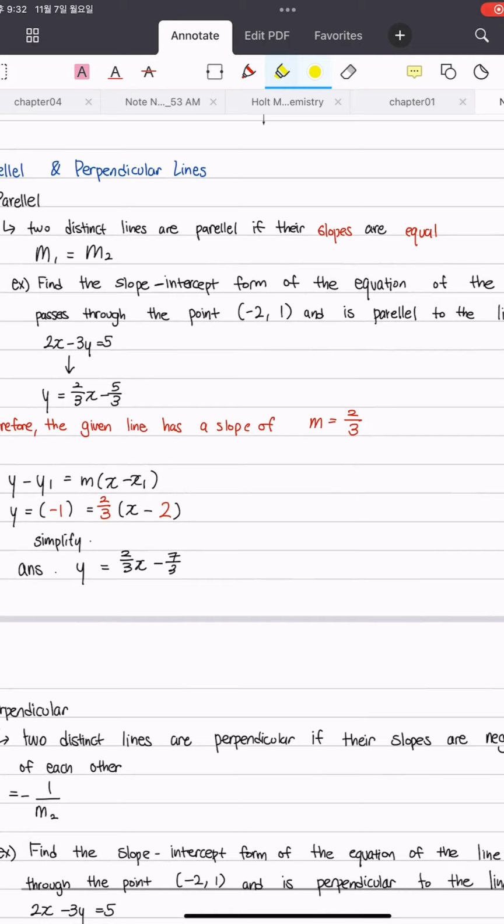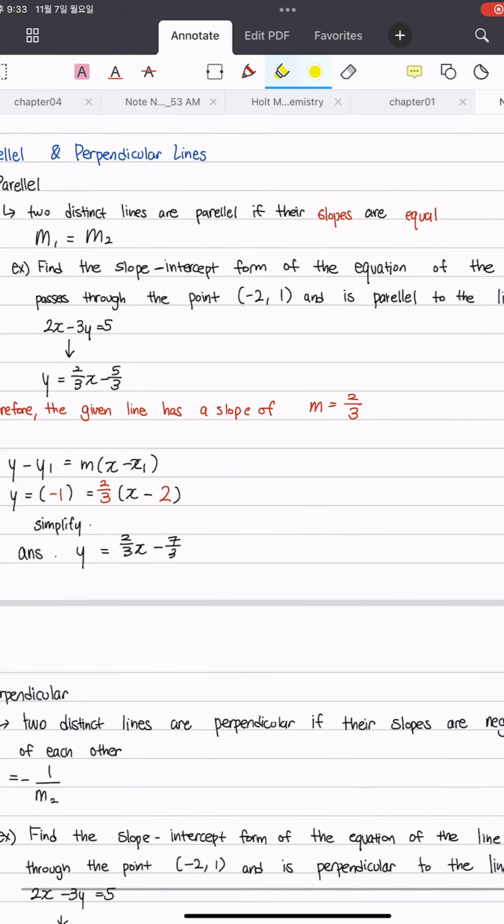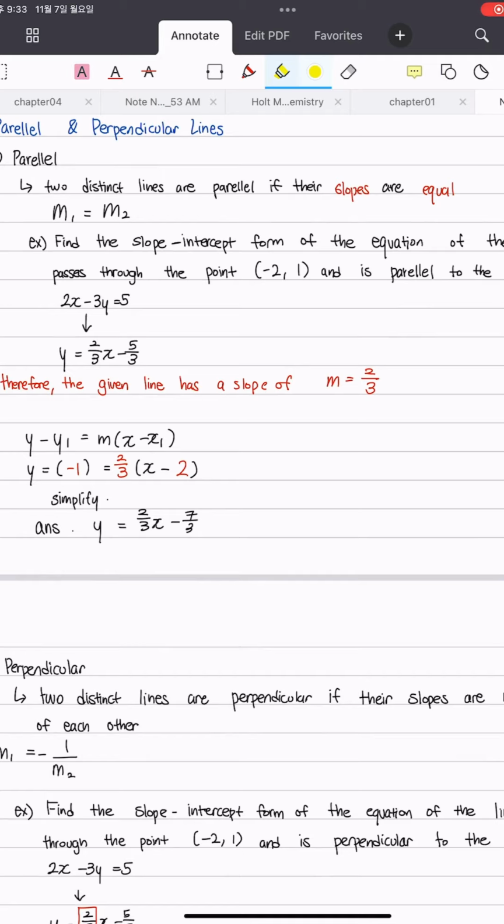Let's look at one example question. Find the slope-intercept form of the equation of the line that passes through the point (-2, 0) and is parallel to the line 2x minus 3y equals 5. Since this question tells us that the slope is equal to this equation's, first let's find the slope of this equation, and then we can apply these points to find the actual form. So when we change this form, it becomes y equals 2/3x minus 5/3. Therefore, we can see that the given line has a slope of 2/3.